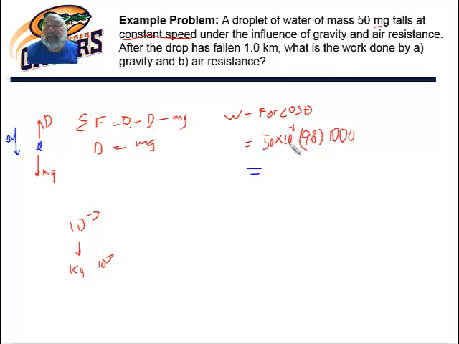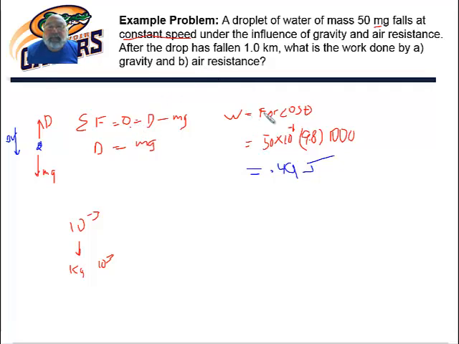50 times 10 to the minus 6th times 9.8 is 490 times 10 to the minus 6, times 1,000. Okay, so that will be 0.49 joules. 0.49 joules. Now, what work does air resistance do?